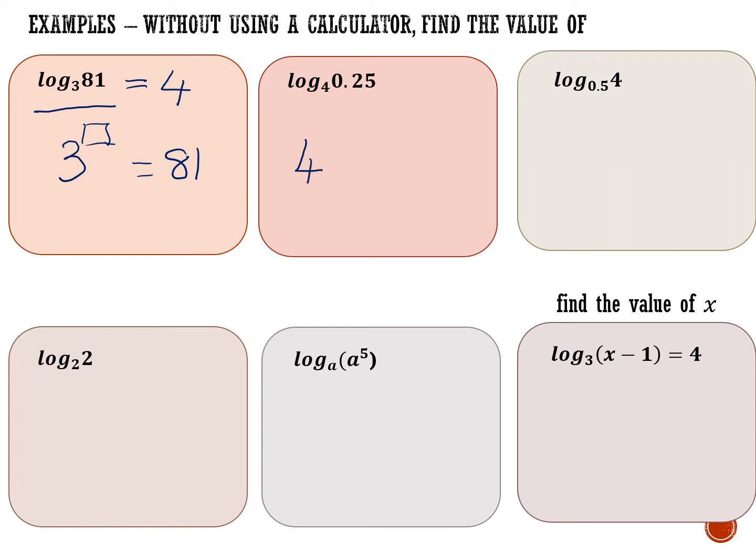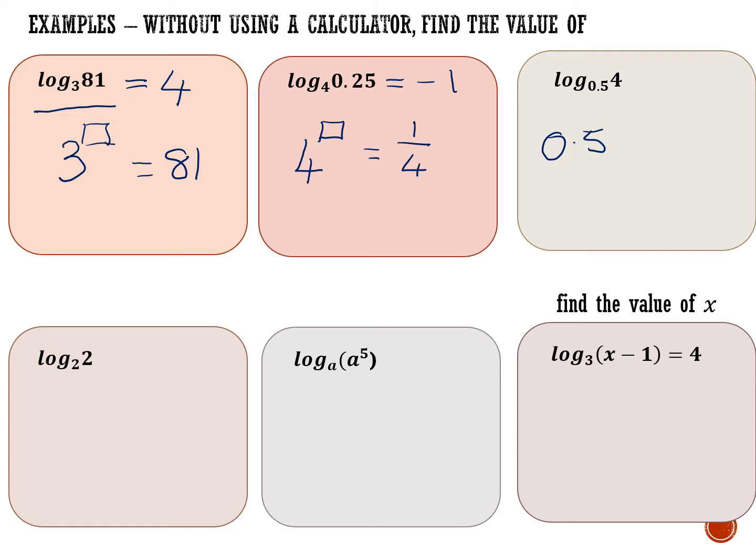What power do I raise 4 to get 0.25? It might be easier if we write 0.25 as a fraction, which is 1/4. If that's written as a fraction, 1/4, what power of 4 gives you 1/4? That's going to be -1. So you can see logs have values positive and negative.